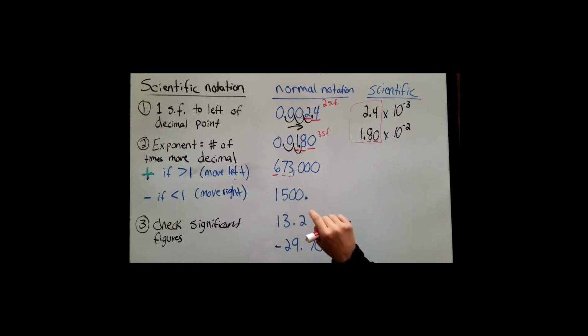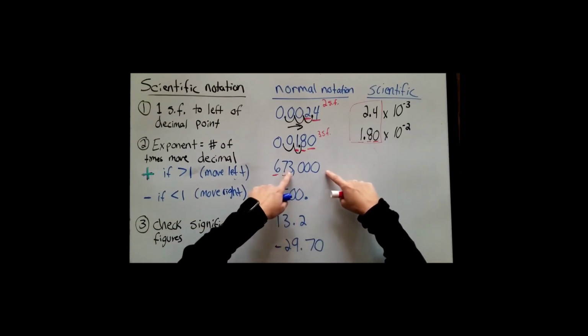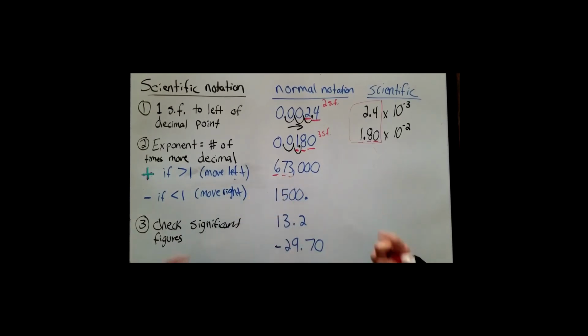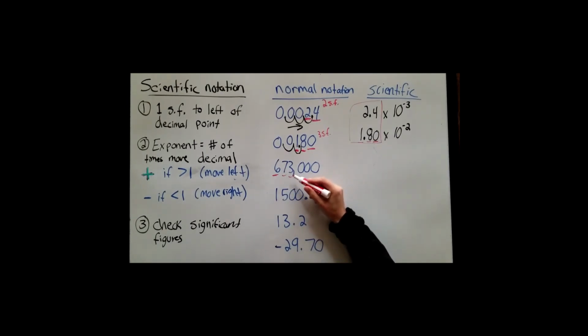Now zeros can count in 2 different scenarios. Scenario 1, if the zeros are between 2 non-zero numbers, which they are not, right? There's no non-zero number on the other side. Or if there's a decimal and we already started counting. Okay, well in this case, is there a decimal? No, there is not. There's a comma, but a comma is not a decimal. So since there's no decimal, these zeros do not count as significant figures.